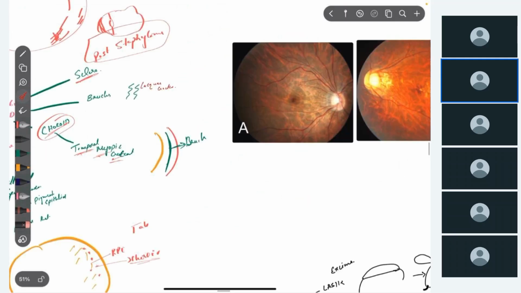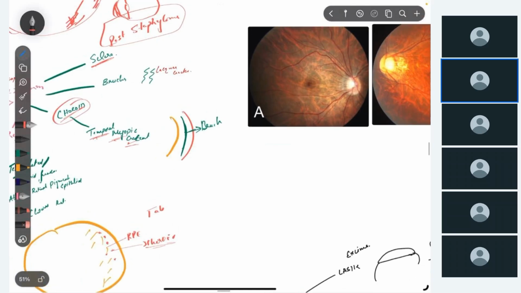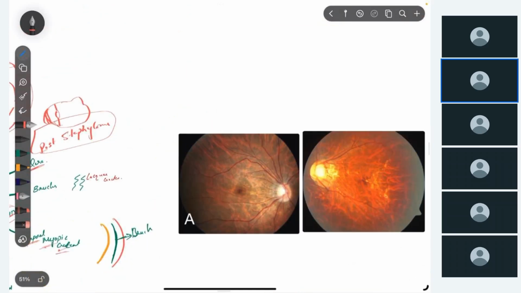Now, we'll see this again in retina. So I said the eyeball has three layers from outside to inside: sclera, choroid, and retina. Between the retina and the choroid, you have Bruch's membrane. This is nothing but a part of Bruch's membrane only. The innermost layer of choroid is nothing but Bruch's membrane.